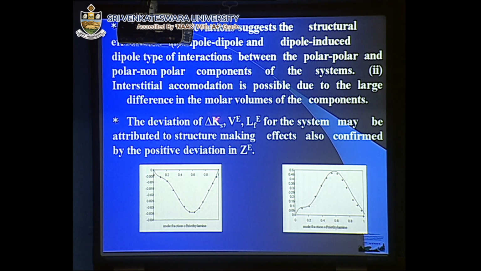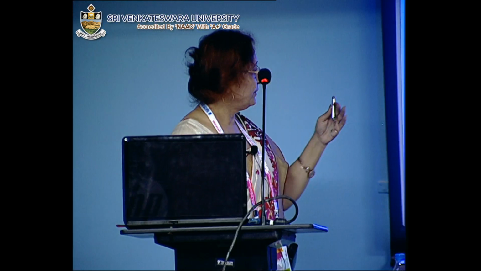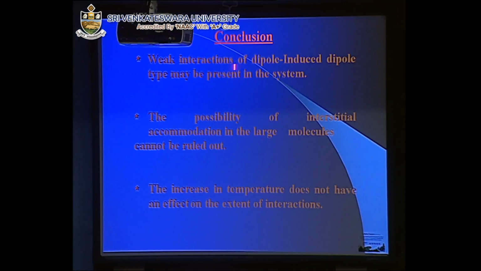Deviation of delta Ks, meaning isentropic compressibility, excess volume and excess free length, is attributed to structure making effect, and this is confirmed by the positive deviation in impedance, while this is a negative deviation. So these are both related to each other. So we conclude that in this system weak interactions or dipole-induced dipole types may be present. The possibility of interstitial accommodation in the large molecules cannot be ruled out. Increase in temperature, because we have done these studies in all systems at 298, 303 and 308 Kelvin, doesn't have a significant effect.